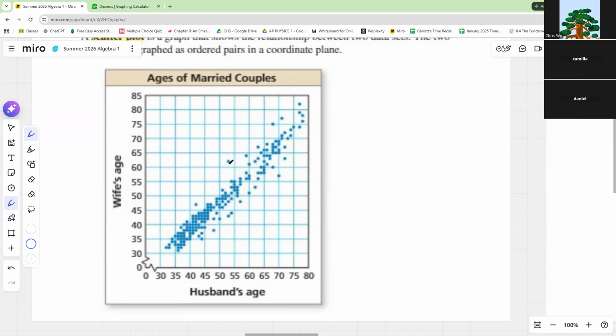So for example, we have some outliers. There's one way out here, the wife is like 62 and the husband is like 53. So they're like 10 years apart, right? That's pretty rare. And this one over here, the husband is like 70, while the wife is like 58. So that's like 12 years apart. Yeah, those are relatively rare, but most people follow this trend.